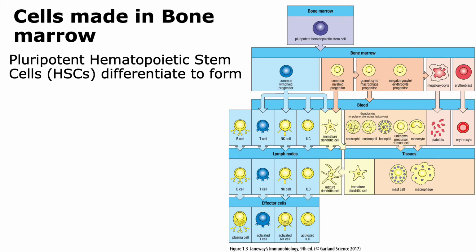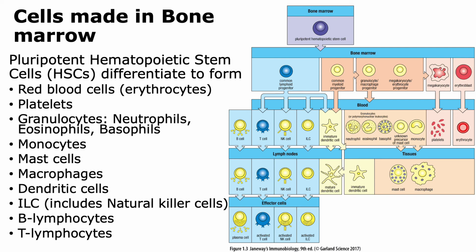Now, when we look at how the different cells of the immune system are formed, they all arise from these pluripotent stem cells, which are the hematopoietic stem cells. The hematopoietic stem cells differentiate to form many different types of cells that include red blood cells, platelets, granulocytes, monocytes, lymphocytes, and so on. So all the cells that are found in blood and even the cells that play a part in the immune system arise from the hematopoietic stem cells that are found in the bone marrow.